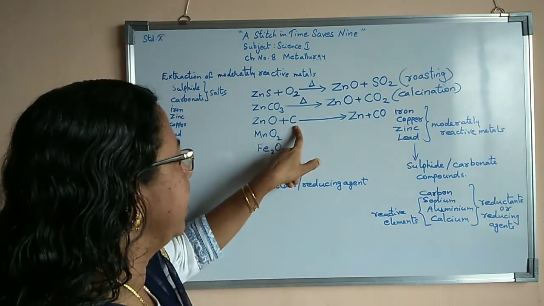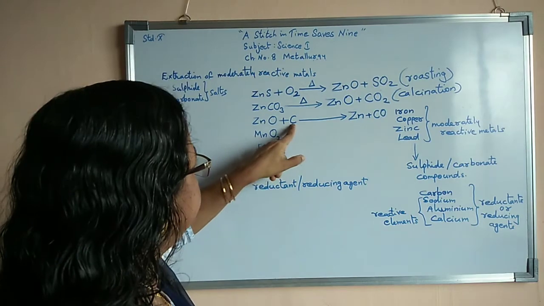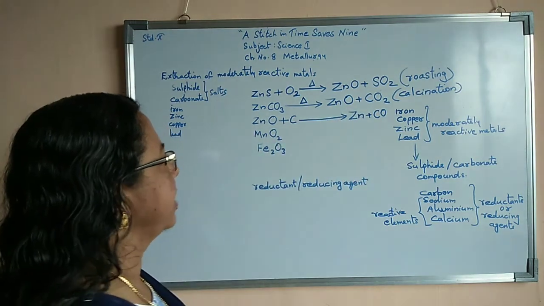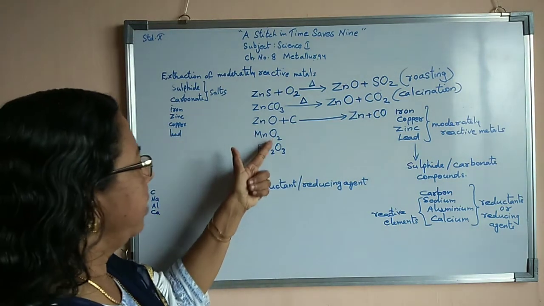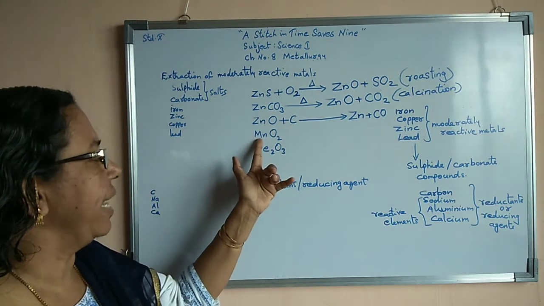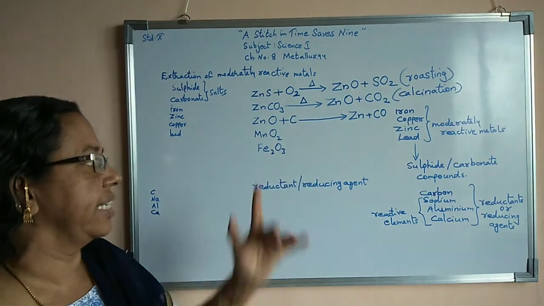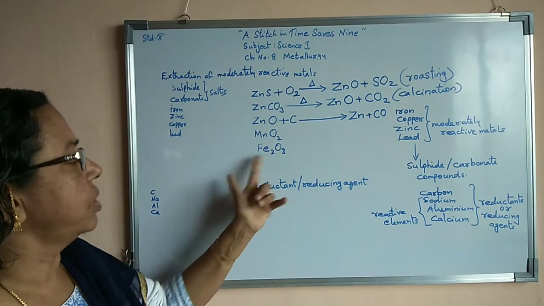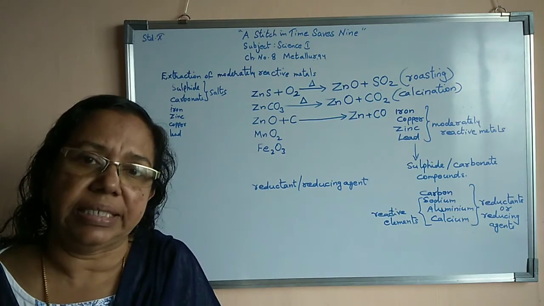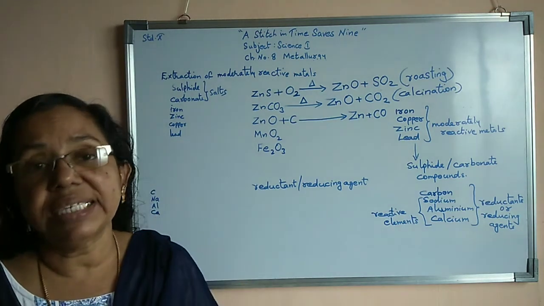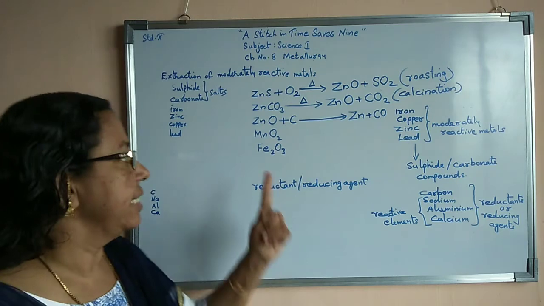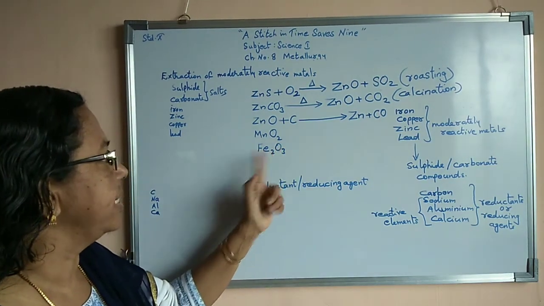Here you see carbon is a reducing agent. What did carbon do? It removed oxygen from zinc. As a result, carbon monoxide is formed. Now we are using other oxides. One is manganese, Mn, then oxygen, manganese oxide. Then Fe2O3, ferric oxide. Iron has two valencies, one is ferrous, the other is ferric. Ferrous has valency two, ferric has valency three.